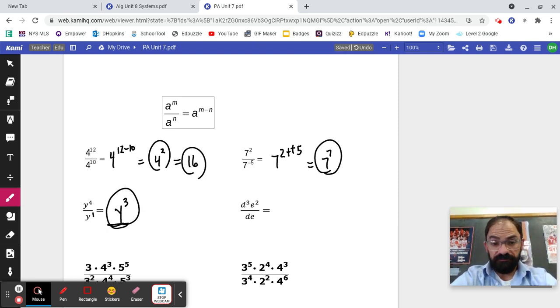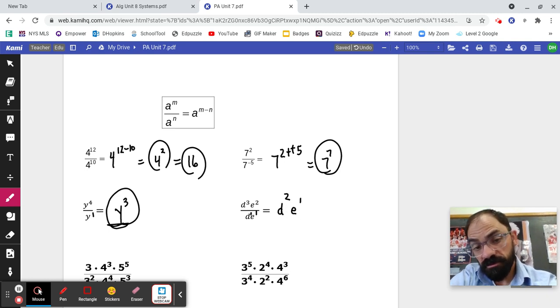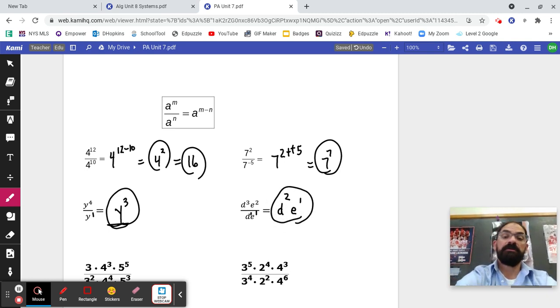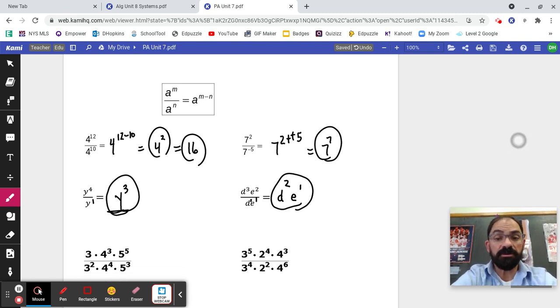The next one. Now there's more than one variable. We only divide the ones together that have like bases. There's a 1 here and a 1 here. So d cubed divided by d. So 3 minus 1 is a 2. And 2 minus 1 is 1. So d squared e. So all I'm doing is subtracting the exponents.